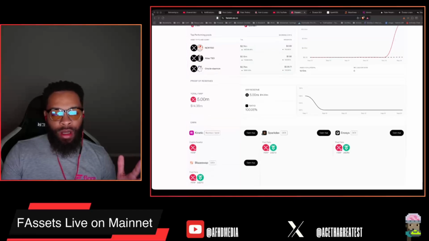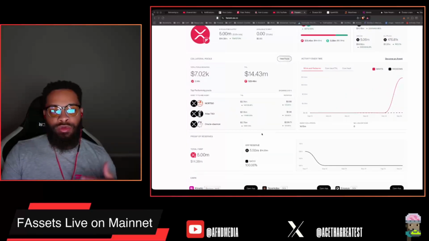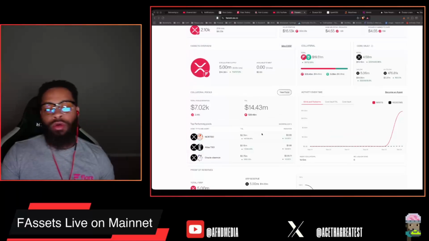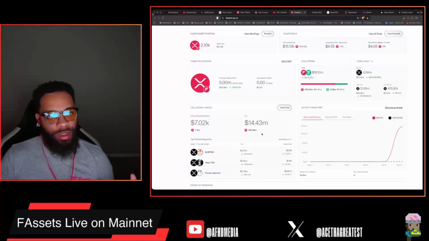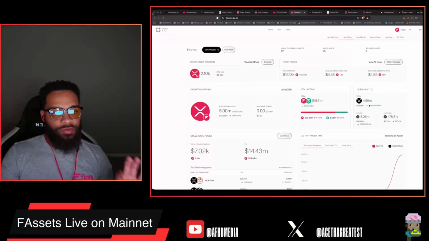But I don't know why you would be minting FAssets to begin with if you don't already have a plan, so you should know what you're going to do next. That's just my opinion. Don't just blindly mint FAssets if you don't know what you're doing or you don't know what you want to do, what your goals are. So this is a very comprehensive dashboard. I think this is going to be a very useful tool as we see the system mature.